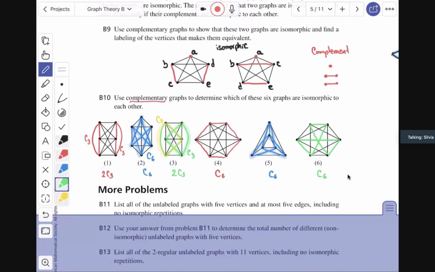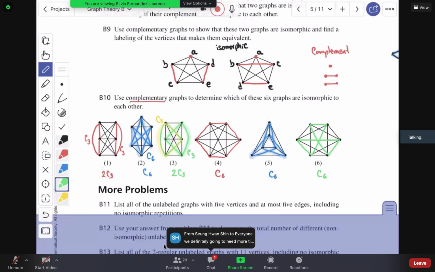Oh, wait. I know what we are going to do. Give me 1 second. Okay, no, I couldn't find it.